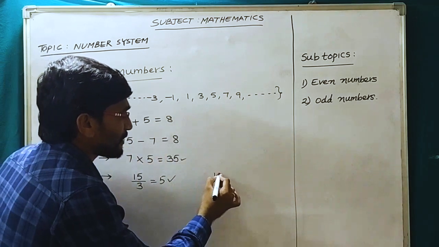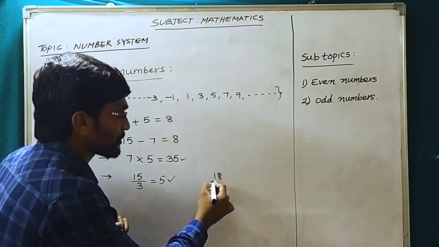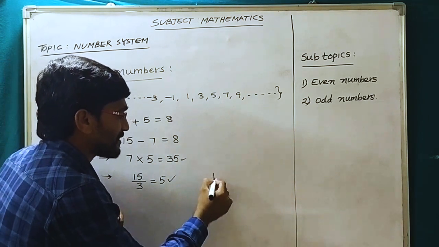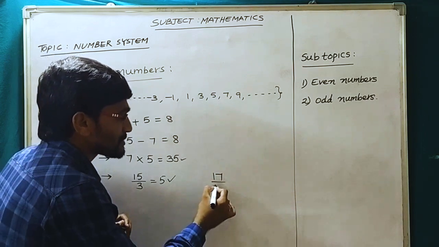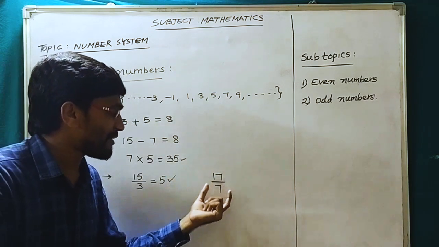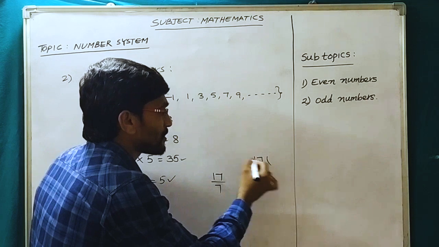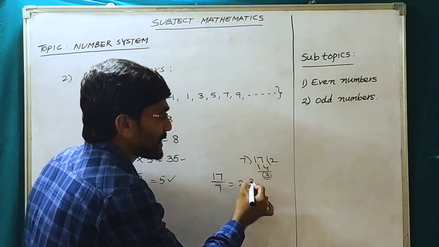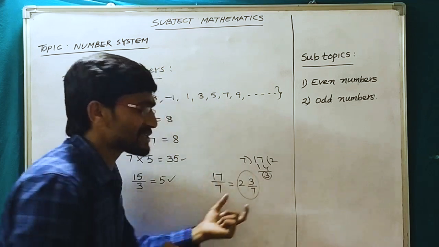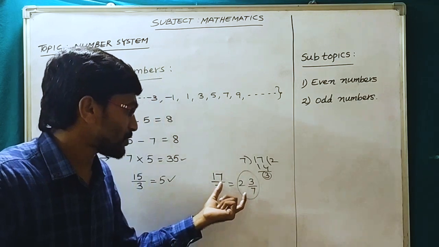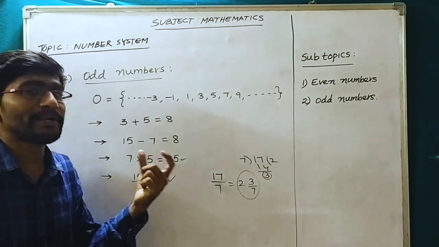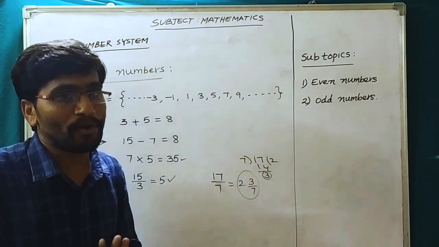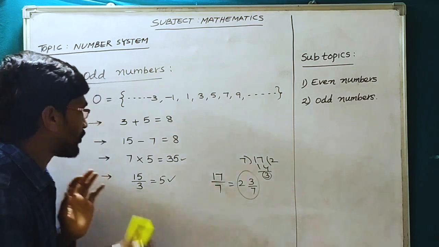Whereas, 17 is an odd number, 7 is an odd number. By dividing 17 by 7, 7 2s are 14. Remainder is 3. This can be written as 2 3 by 7. Is 2 3 by 7 an odd number? No. So the quotient of any two odd numbers need not be an odd number. Okay? This we have to remember.